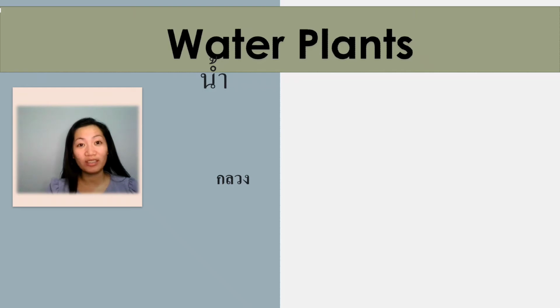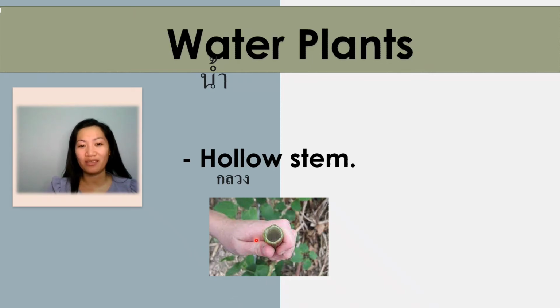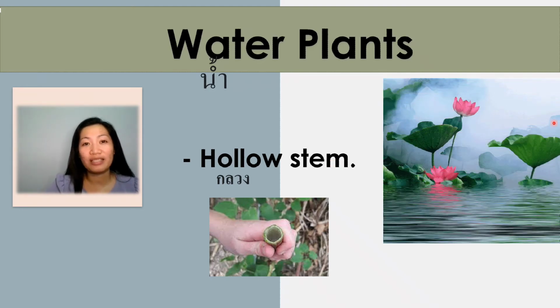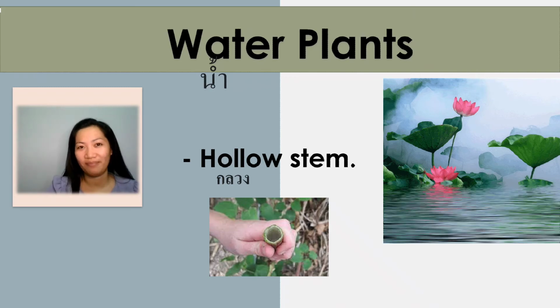We have also what we call the water plants. These are the plants that grow in the water, and they have a hollow stem. Look at this one. The stems are empty, so that is what we call hollow. That's why most water plants float in the water, because they are not heavy. For example, we have lettuce.